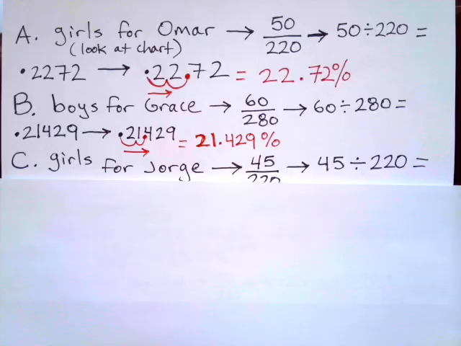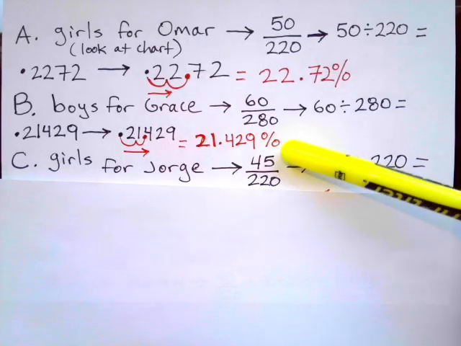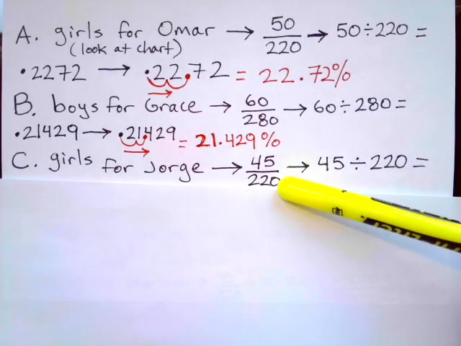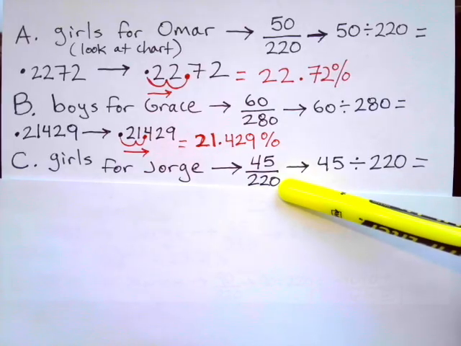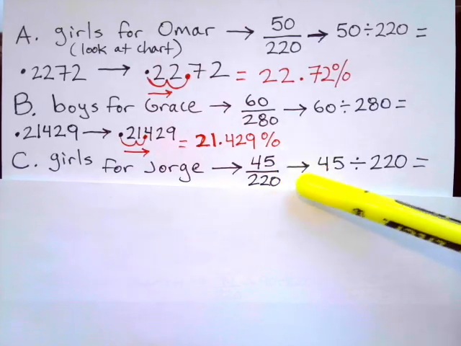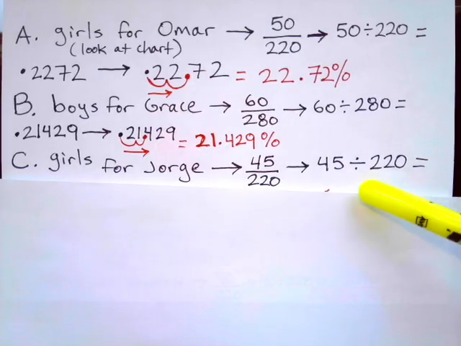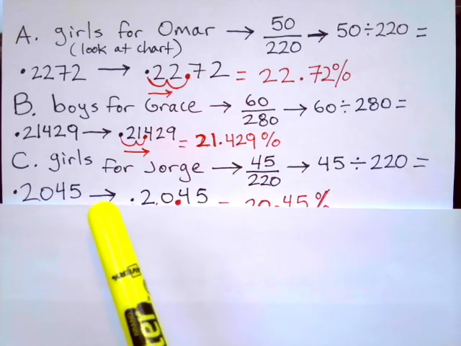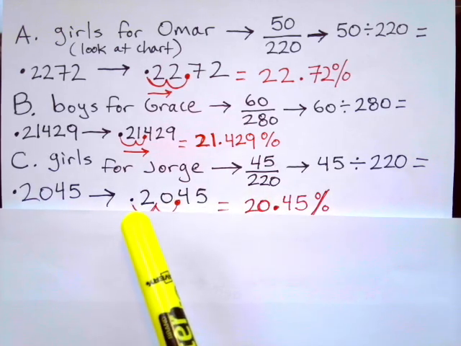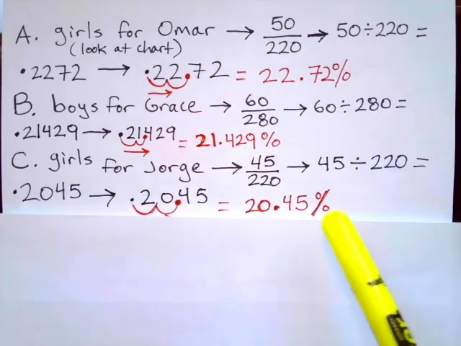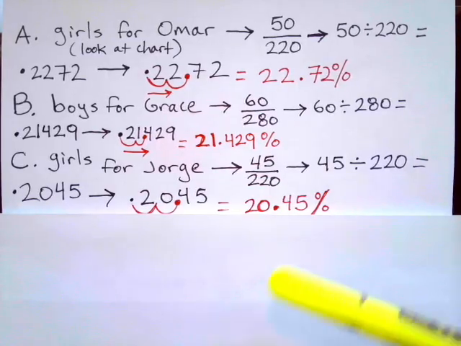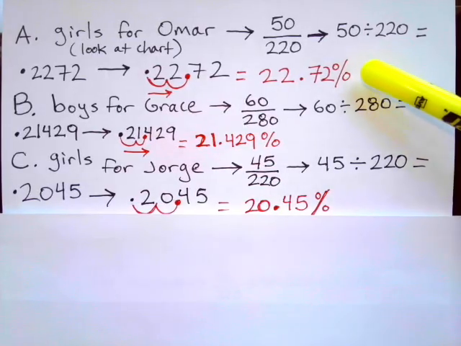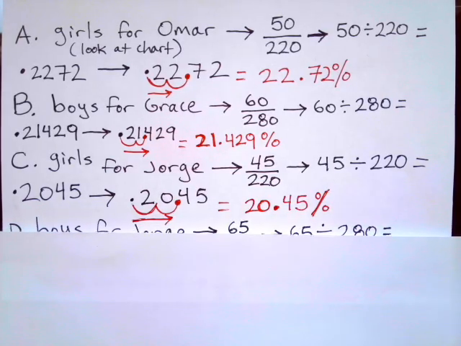C, how many girls voted for Jorge? Well, there were 45 girls on the chart who voted for Jorge out of 220 total girls' votes. That's 45 divided by 220. 45 divided by 220 on your calculator equals 0.2045. You're going to take that decimal, move it 2 places to the right, add your percent symbol, and you got 20.45%. So far, the highest percentage we have here is A. It seems to be the true statement. But let's keep looking. We got part D here.